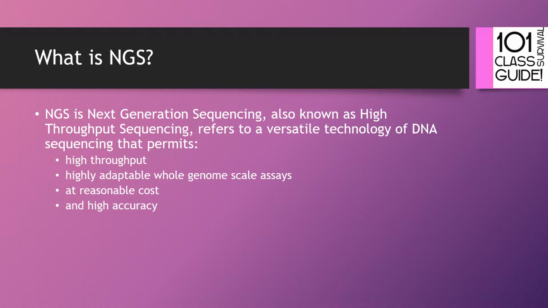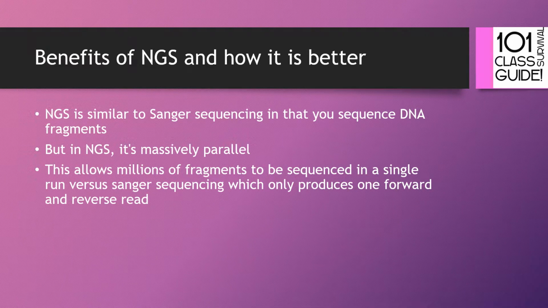So what is NGS or next generation sequencing, and why is it called high throughput sequencing? It is called so because it refers to a versatile technology of DNA sequencing that permits high throughput and highly adaptable whole genome scale assays at reasonable cost and high accuracy. The major similarity between NGS and the Sanger method is that both of these techniques are used for DNA fragment sequencing. However, in NGS, it is massively parallel. Massively parallel means that this allows millions of fragments to be sequenced in a single run versus Sanger sequencing, which only produces one forward and reverse read at a time.